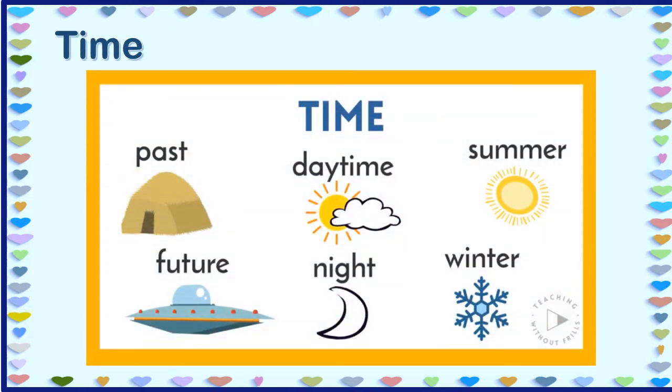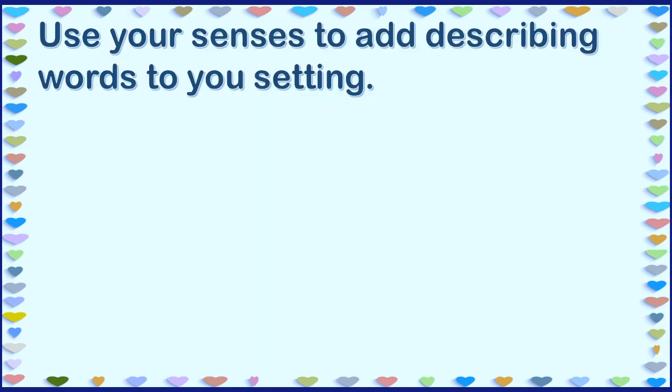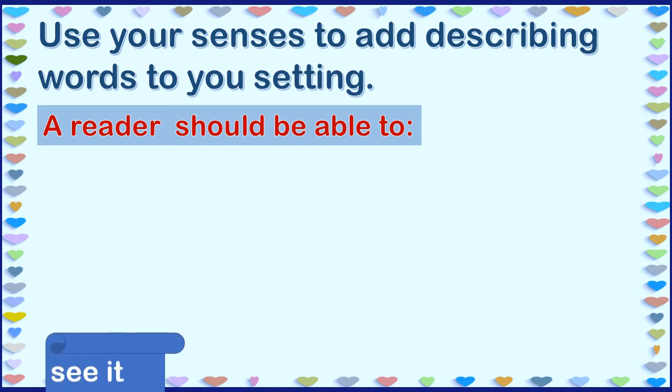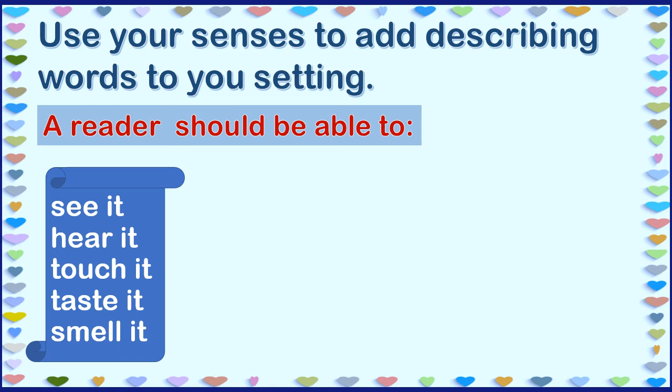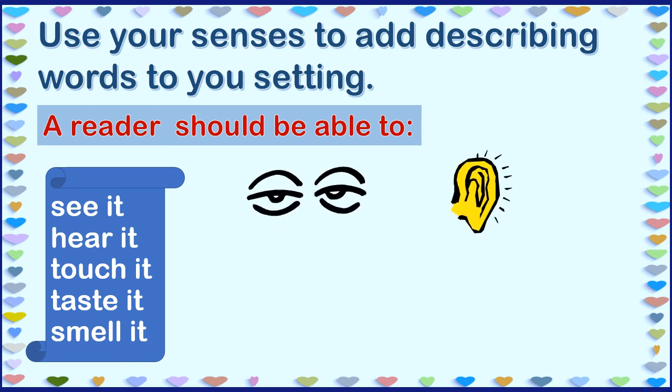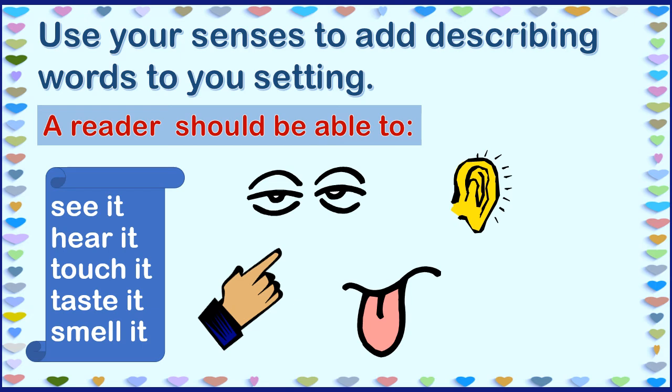Time. So, the time of your story is quite important as well. It is something that could have happened in the past, a long, long time ago, or it can be a story in the future. It can, of course, play out during daytime or be creepy and in the night time. Stories can also happen in a specific season depending on what you want to do. Use your senses to add describing words to your setting. So that means the reader should be able to have a very clear picture of your setting. They should be able to see it, hear it if possible, touch it, taste it, or smell it. Touch means when you talk about the sandy beach, you could touch the waves and the sand.